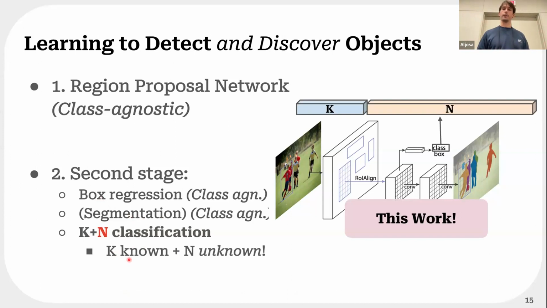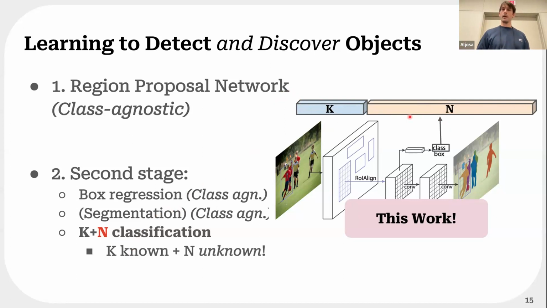We actually did here some rethinking, and what we really do in the end is we will classify each region proposal as one of K known classes or N unknowns. We don't know necessarily how many unknowns we have, so we're just going to set a large number N for this.